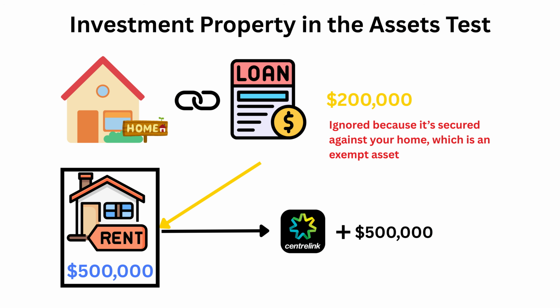Notably, even if the mortgage is secured against another property, such as your principal residence, the loan interest can still be an allowable expense as long as the loan was used to purchase an investment property. This is different from how Centrelink treats loans under the assets test, where the security matters. If the loan is secured against your home, it won't reduce the assessable value of the investment property.